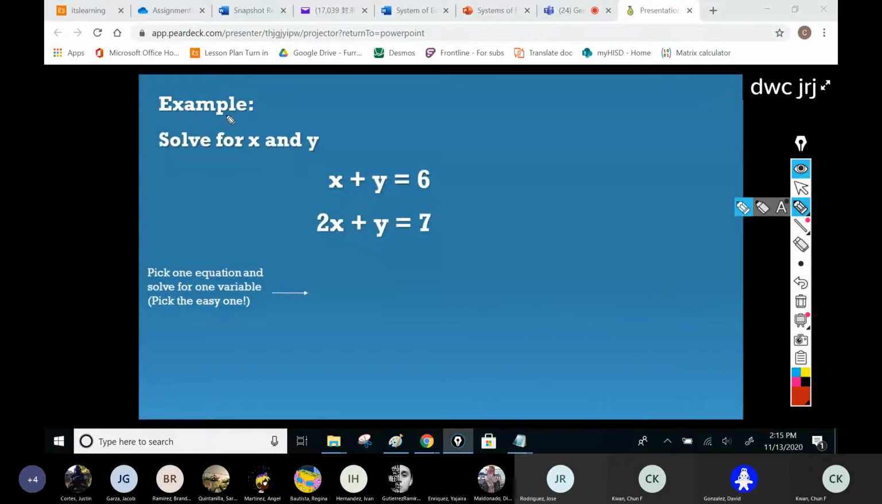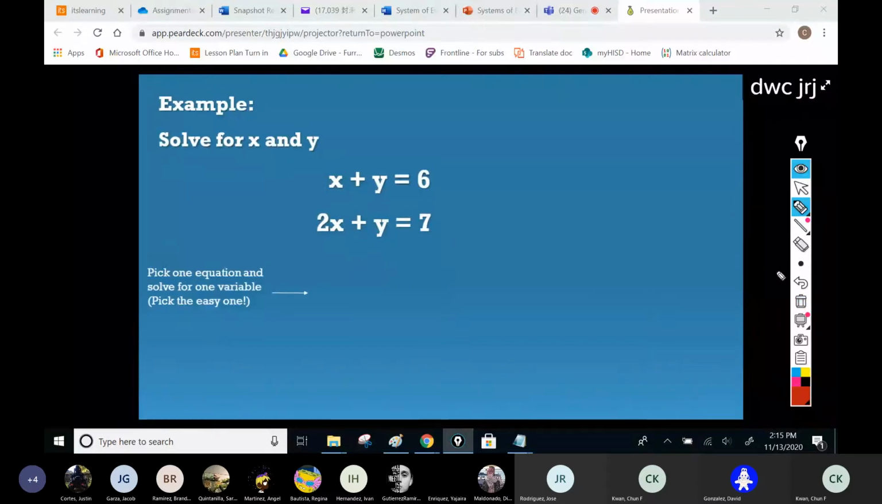All right, so right here, I want you to watch how I'm going to do this example. Do me a favor and write this down. Get yourself some paper, pencil, journal, or notebook. Solve for x and y. You have two equations. The first one is x plus y equals 6. The second one is 2x plus y equals 7. And they are in a system, so whatever x is for the first one is the same value in the second one.